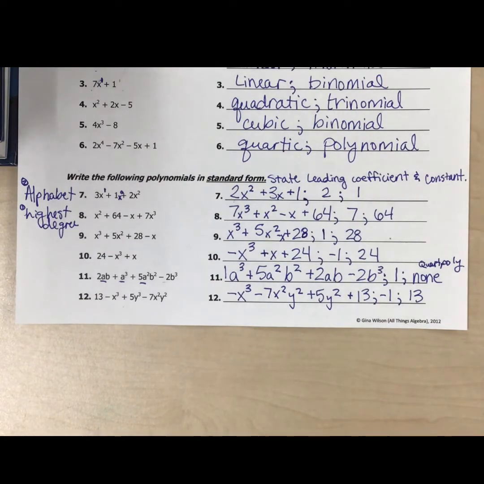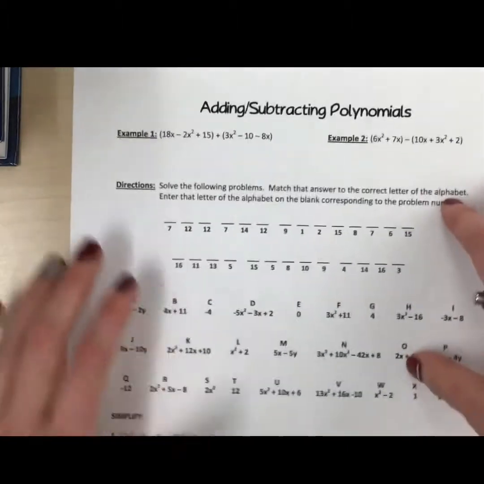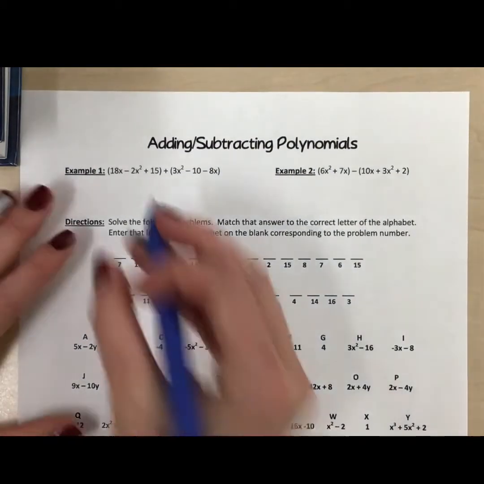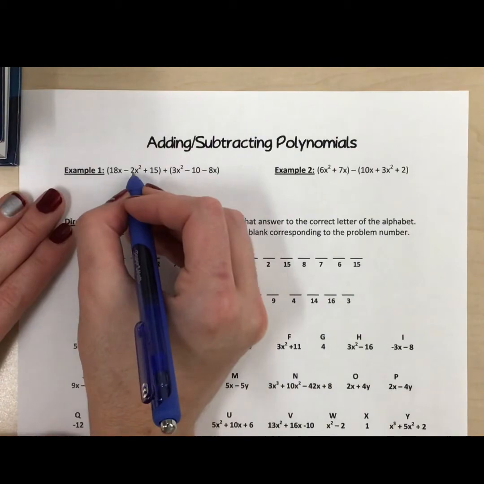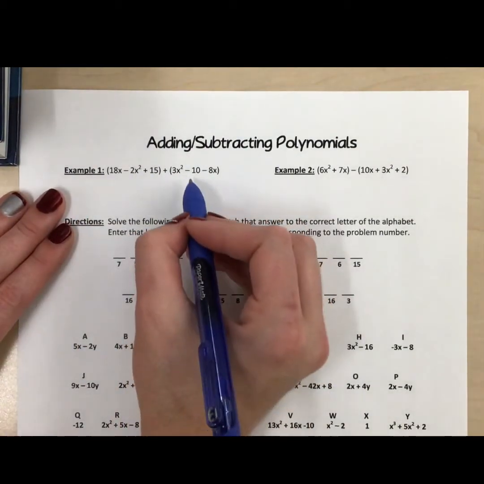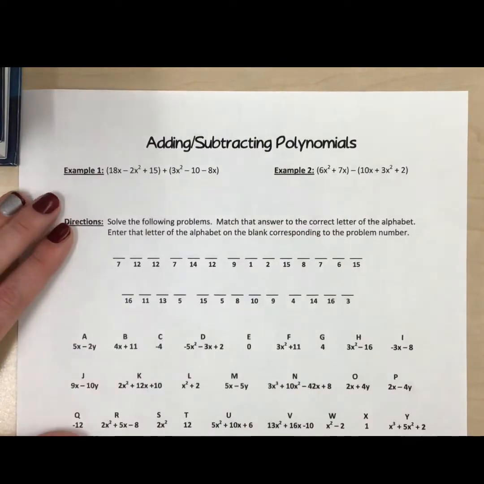Now we want to talk about how do we actually group these things all together. Well, just like when we were talking about our linear equations and making sure that things are grouped to be the same, we can actually add and subtract these polynomials from each other. So let's take a look at a couple of examples. So for this first one, we have 18x minus 2x squared plus 15. And then we have 3x squared minus 10 minus 8x.